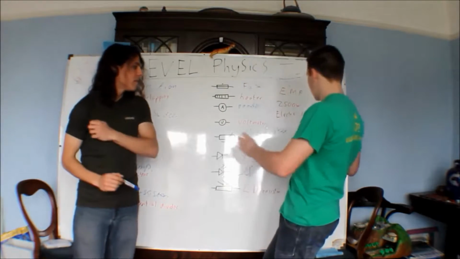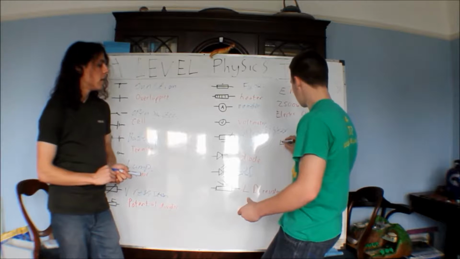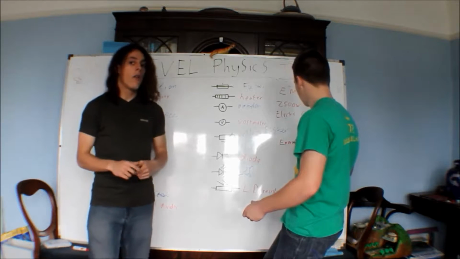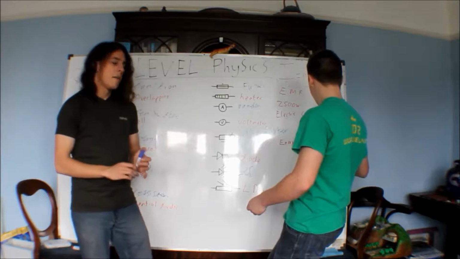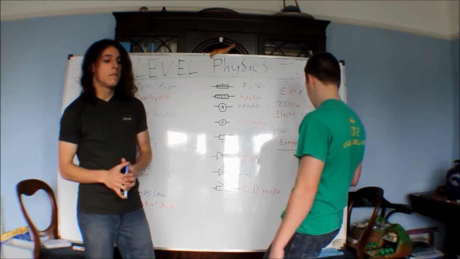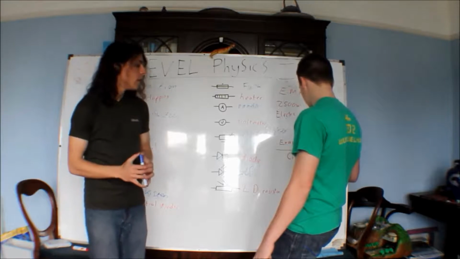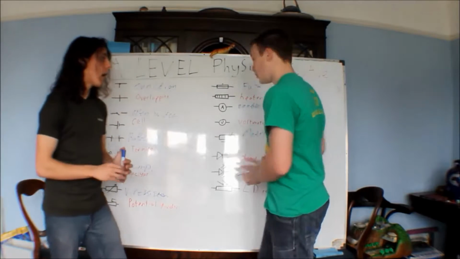So the formula for working out EMF is energy transferred over charge, which will give it the units of joules per coulomb, which is what a volt is. Charge is something new, which we'll be messing around with quite a lot.